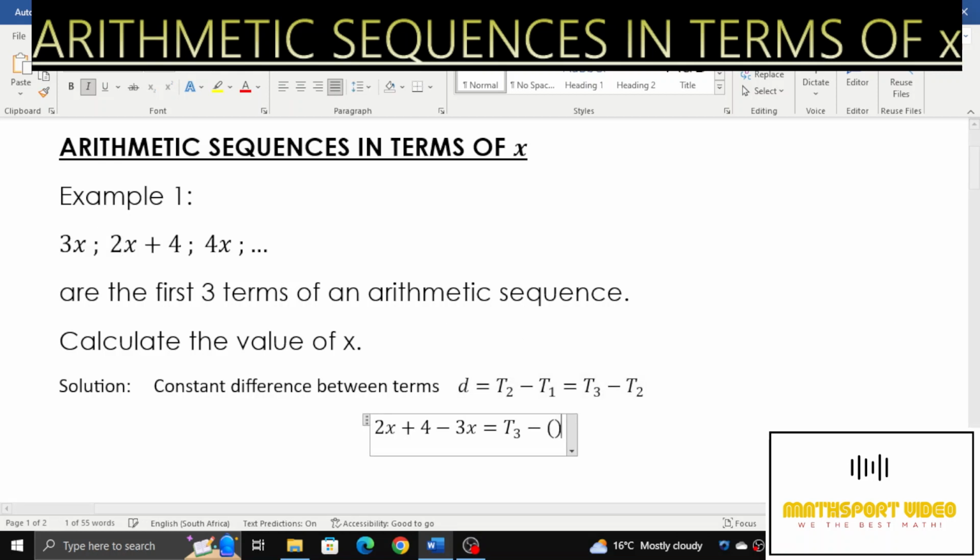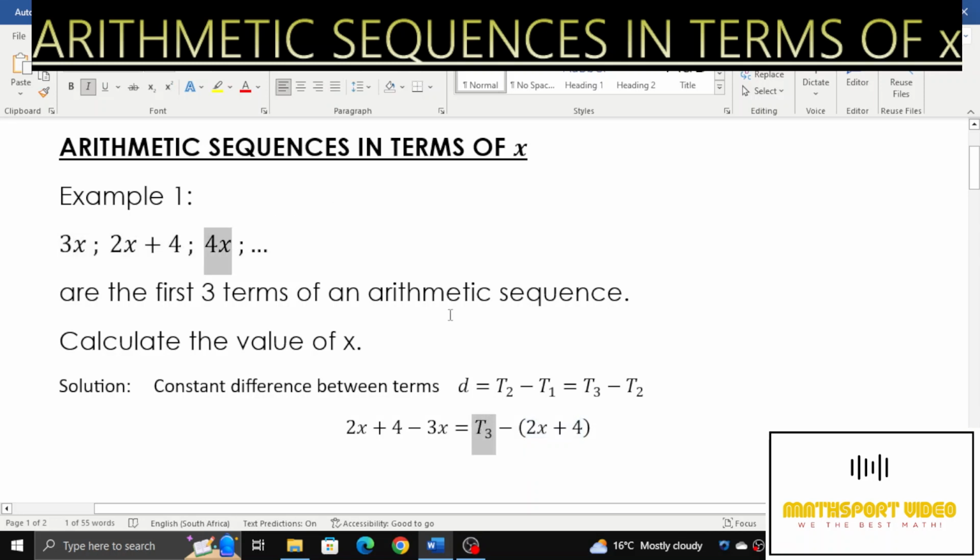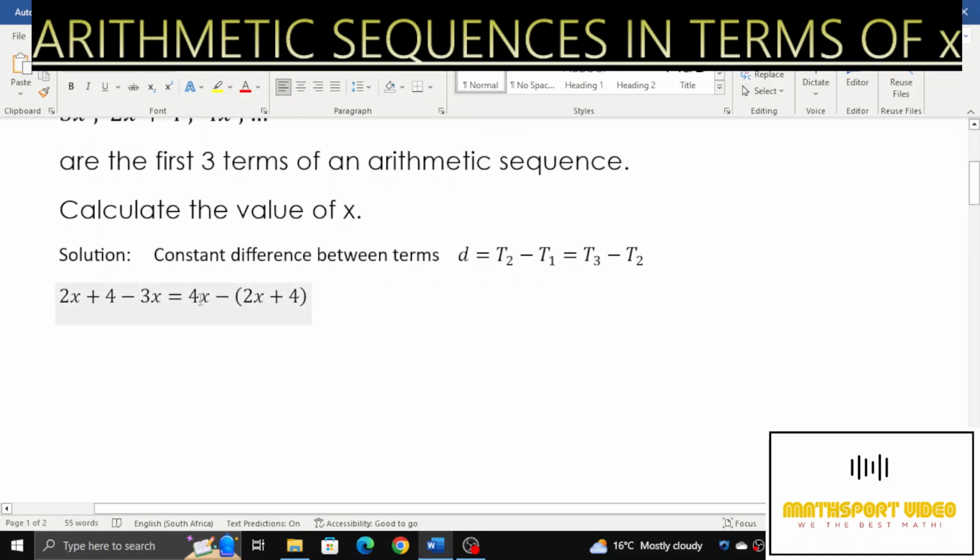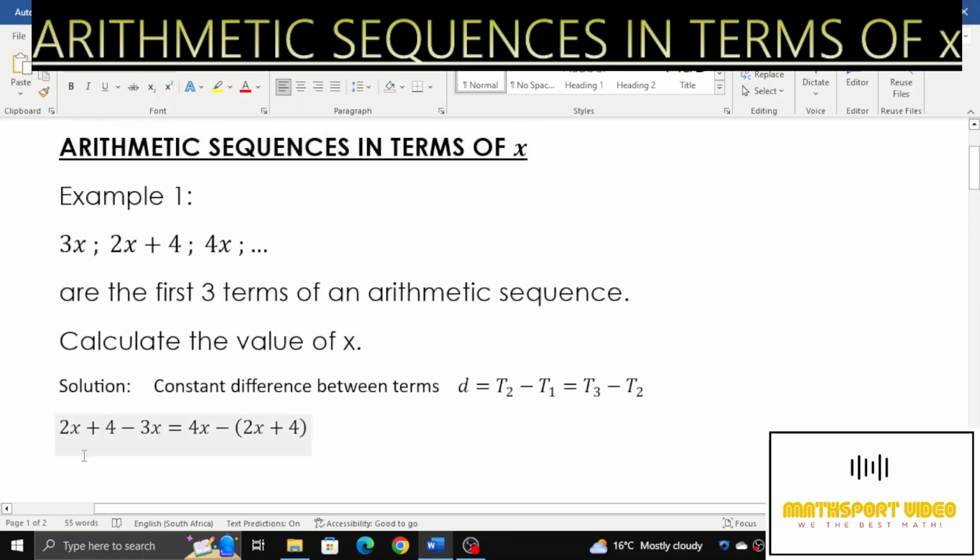Now, the way that I would suggest is that you put this in brackets. You're going to write 2x plus 4 in the brackets, and then here where it says T3, that is your third term, which is 4x. So here I'm going to place my 4x. So now we have started setting up an equation where we can start to think about solving this and then ultimately figuring out what x is.